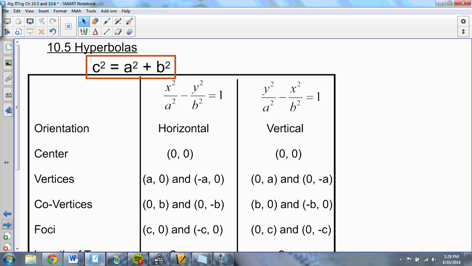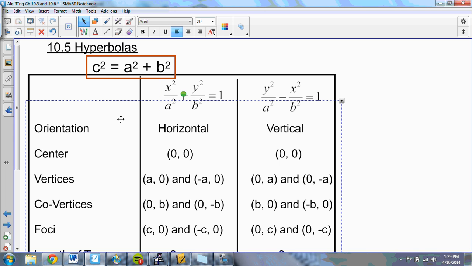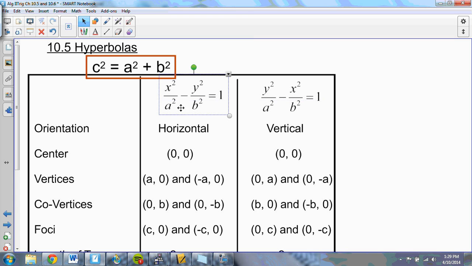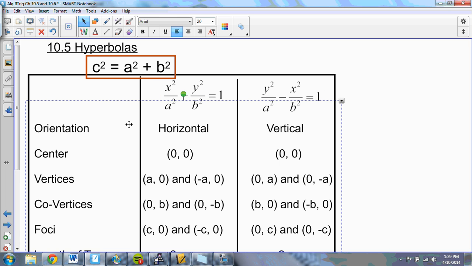This is our big page of formulas and equations and info. So it's the same one that was on my answer? That was at the end of class yesterday. Yes. Because the difference is ellipses have a plus here. Hyperbolas have a minus. These are both hyperbolas because they both have minuses in between.